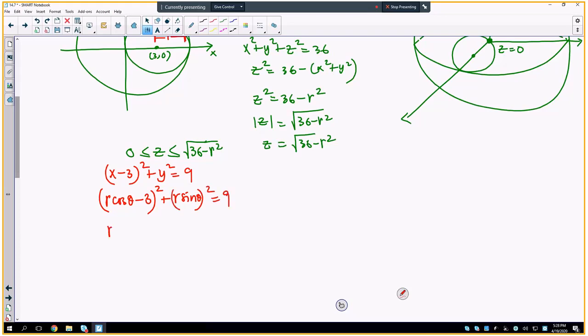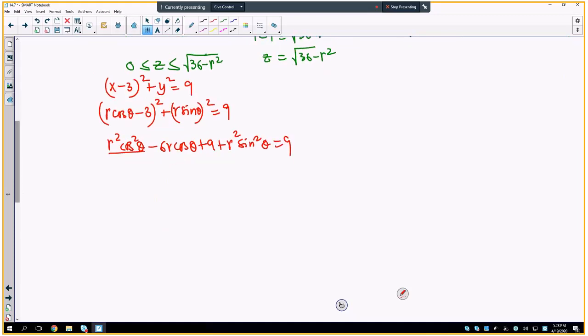equal to 9. So what do I get? I get r squared cosine squared theta minus 6r cosine theta plus 9 plus r squared sine squared theta equal to 9. So you can subtract 9 from both sides, and r squared cosine squared theta and r squared sine squared theta together will give you r squared. So r squared minus 6r cosine theta is equal to 0. So I get r squared equal to 6r cosine theta. Since I'm on the boundary of the circle, r is not 0, so I can divide both sides by r and get r equal to 6 cosine theta. So that gives you the limit of r.